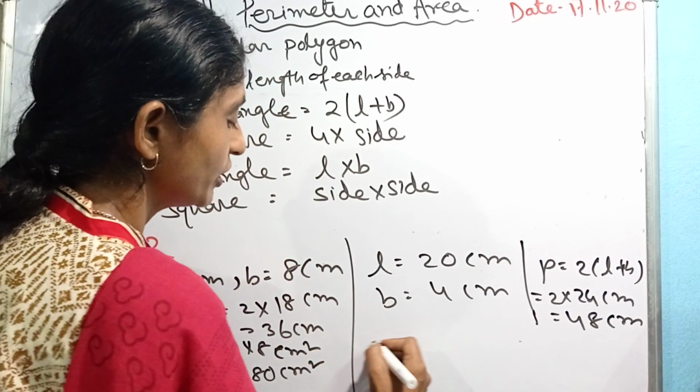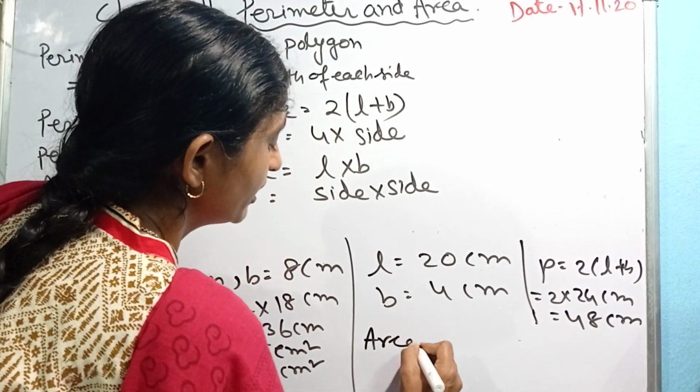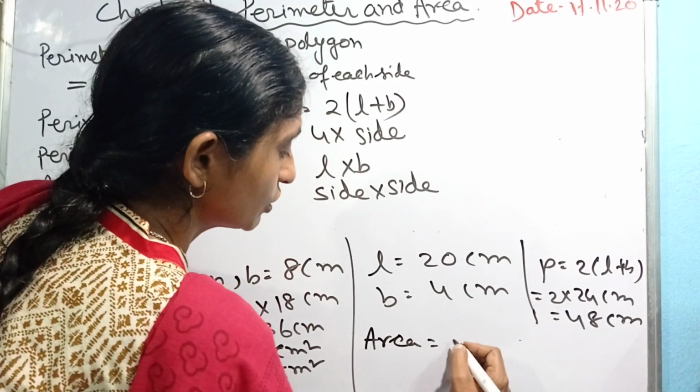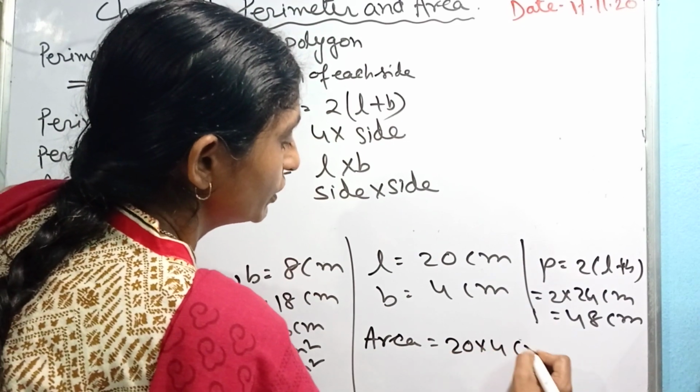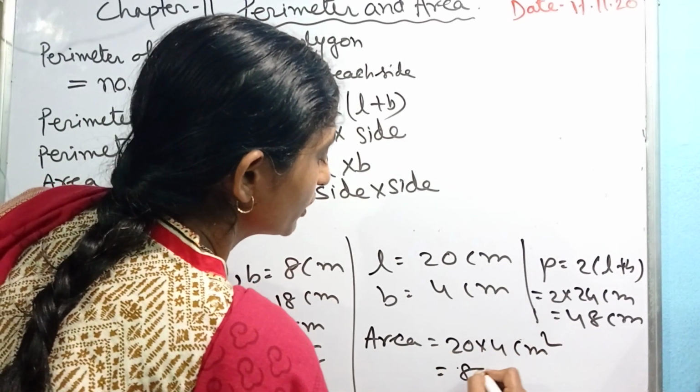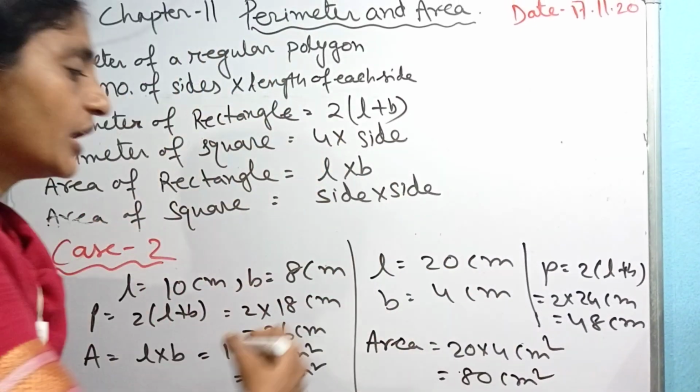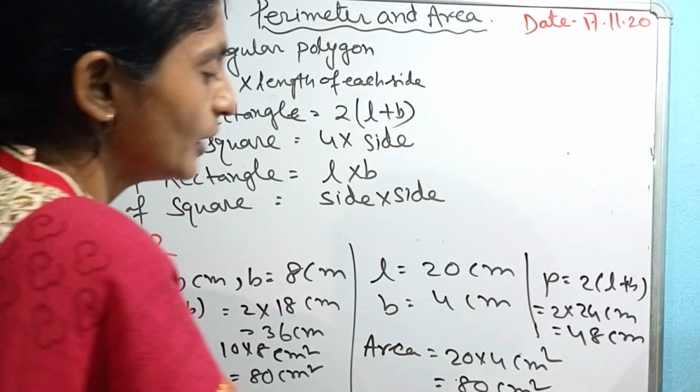Now let's come to the area. How much will you get? Area will be how much? As per the question, it is 20 into 4, that much centimeter square. So what are you getting? 80 centimeter square. Now what I want to share, you come to this point.